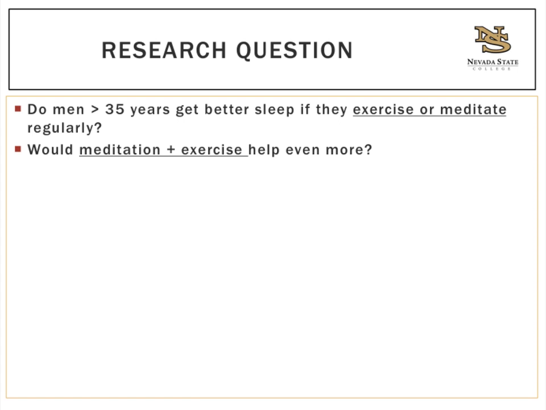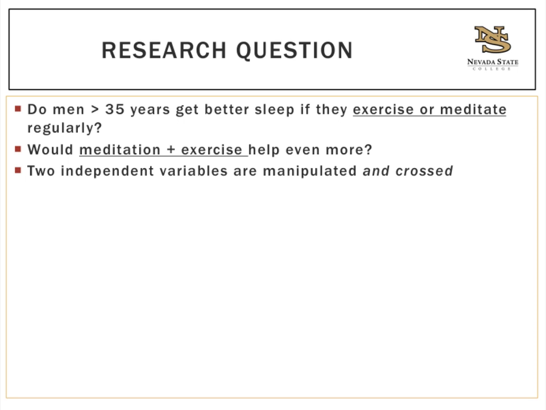So like I said before, what we're doing is we're taking two independent variables. One is meditation and one is exercise, and we're crossing them. Okay, we're crossing them. We're going to create 4 different groups. So let's look at our 2 independent variables. In this case, we're going to call them factors. Okay, so factor 1 is exercise.